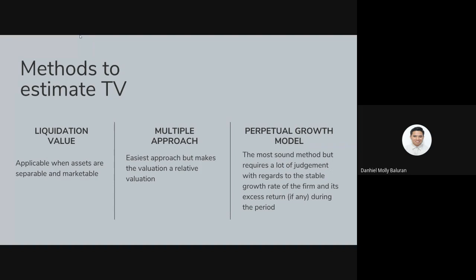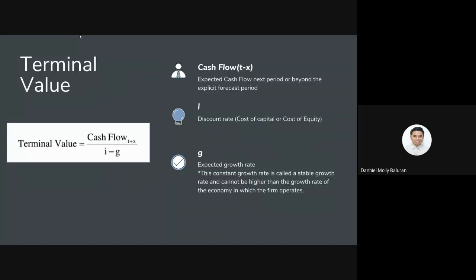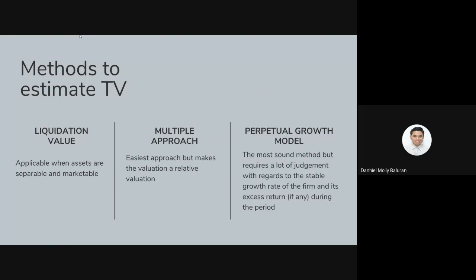And the last alternative is the perpetual growth model. It is also called going concern value. The most sound method, but requires a lot of judgment with regards to the stable growth rate of the firm and its excess return, if any, during the period. So in other words, you assume that the business will continue forever and earns cash at a constant rate. It's like, diba, in high school, in your mathematics, we were asked to calculate a problem regarding infinite series, diba? So we solve it using a formula capturing the sum of an infinite series. So in the growth model, that's pretty much what happens here.